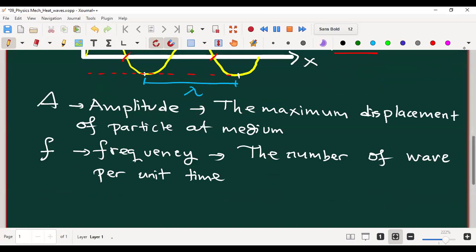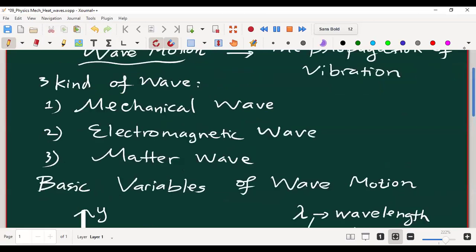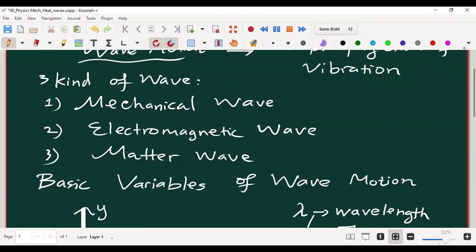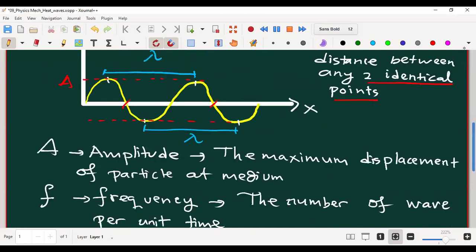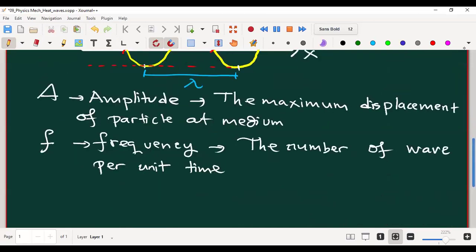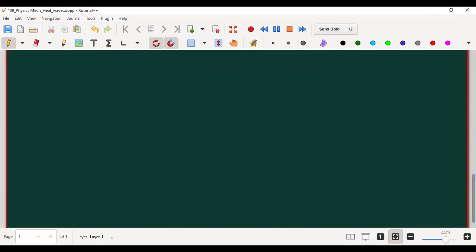Before, we divided the kinds of waves: there are three kinds, mechanical, electromagnetic, and matter waves. Based on the propagation and the amplitude, we divide waves into two kinds. The first is the transverse wave, or transversal wave. And the second one is the longitudinal wave.